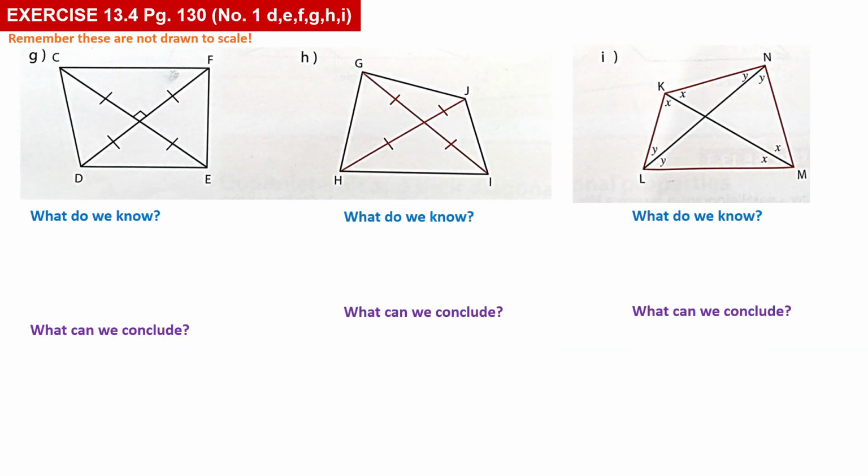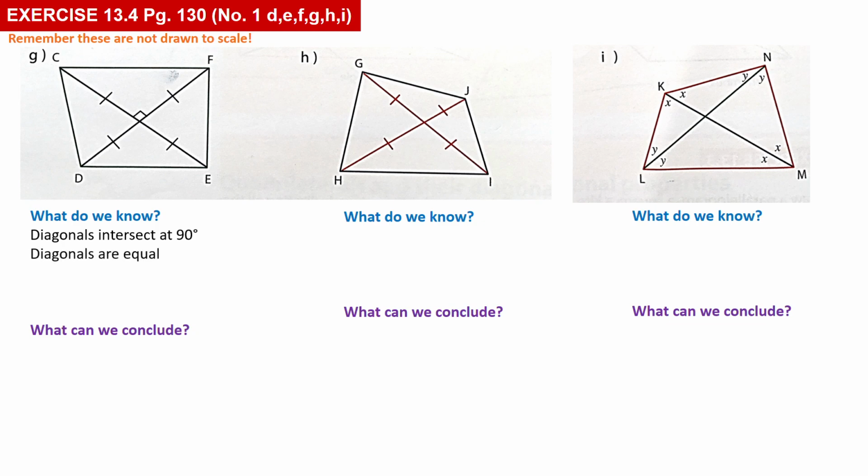Right, G. Okay, G, they tell me a few things. So the first thing they tell me is that the diagonals intersect at 90 degrees. Diagonals are these lines in between the shape here. They intersect at 90 degrees. So the only shapes that happens with is a kite, a rhombus, and a square. So it could be either of those so far.